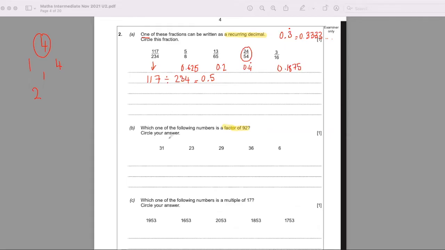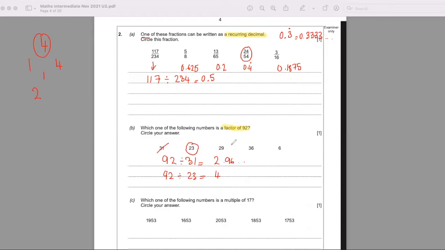Now, the way to do it is you just put in your calculator 92 divided by 31 and see if the answer is a whole number or not. So if you've got a decimal like this, you know that's not a factor of 92. Now, move on to the next one, 92 divided by 23. That is 4. It's a whole number, so 23 is a factor of 92.